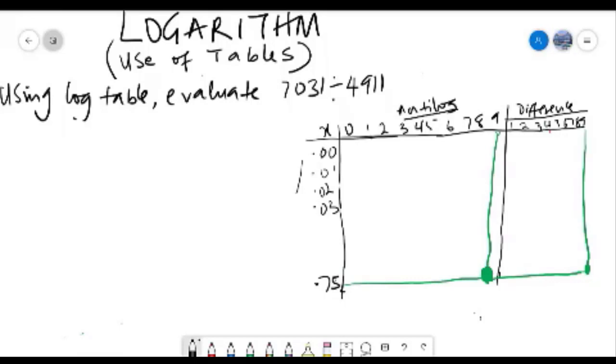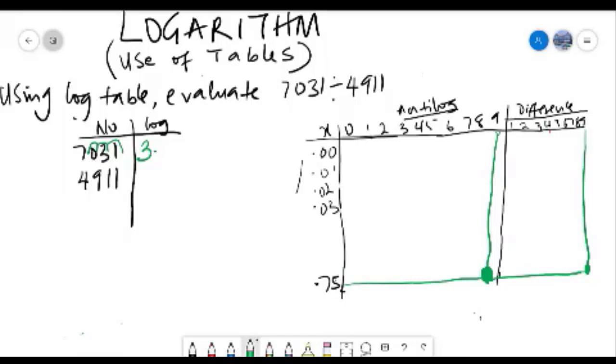Now remember that the first thing we do is to draw our table number long. Then write out the number 7031 and the other number 4.911. If you have done that, then remember that the next thing to do is to find your characteristic. So push from here, you have 1, 2, 3. So your characteristic is going to be 3.